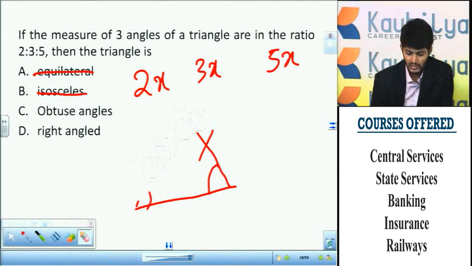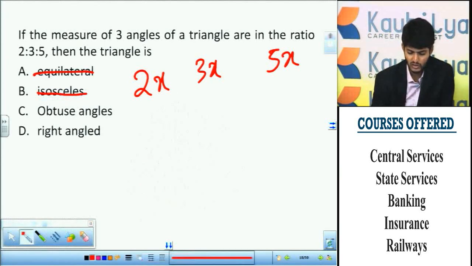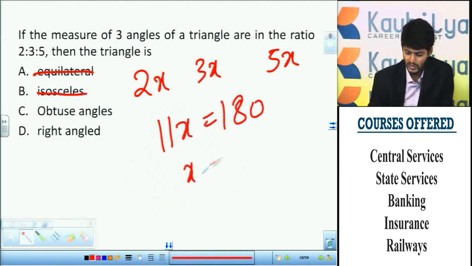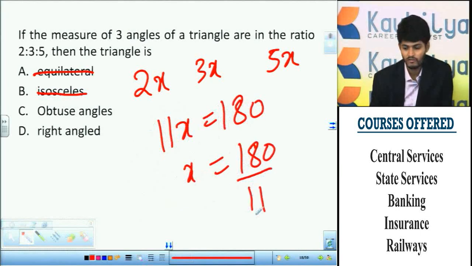Okay, now you see the angles are given in the ratio 2:3:5. If you add all the angles, you will get 11x, which is equal to 180 degrees. So x would be 180 by 11. If you want to do a rough calculation, 11 goes one time, right, and you have a 70, 11 6s are 66, roughly around 60. It will be greater than 16 degrees only.